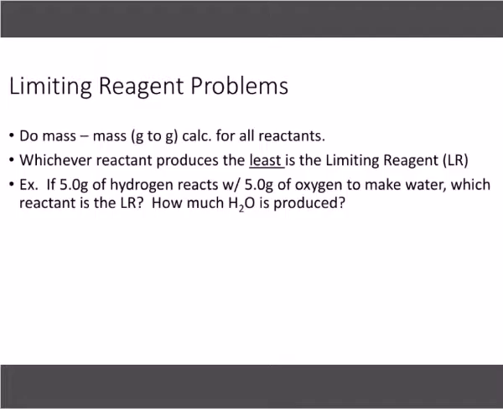So, when we're identifying the limiting reagent, what we're going to do, guys, is a gram-to-gram calculation for all the reactants. So if we have 2 reactants, we're going to do 2 gram-to-gram problems. If we have 3 reactants, we will have 3 separate gram-to-gram problems. There's only one type of reaction that we could have where there's only one reactant. Does anybody remember what that is?